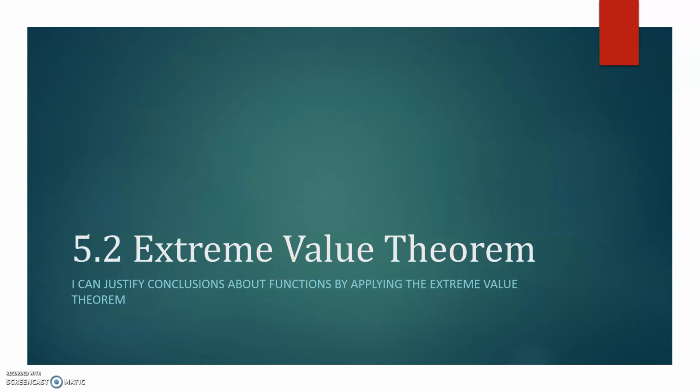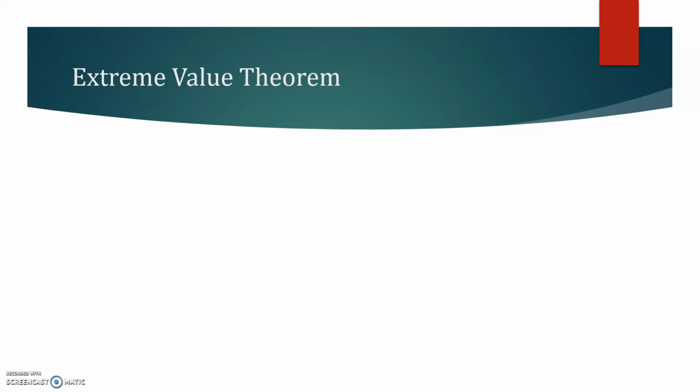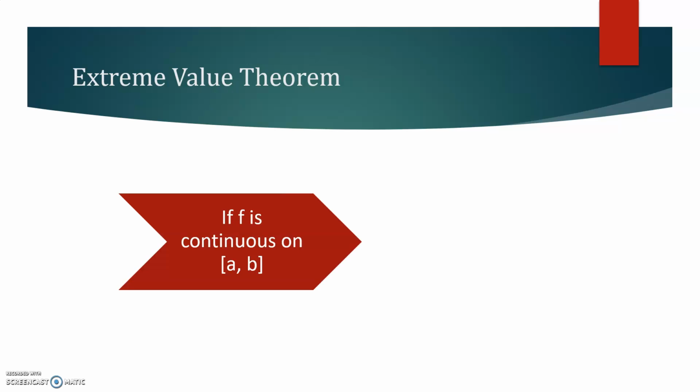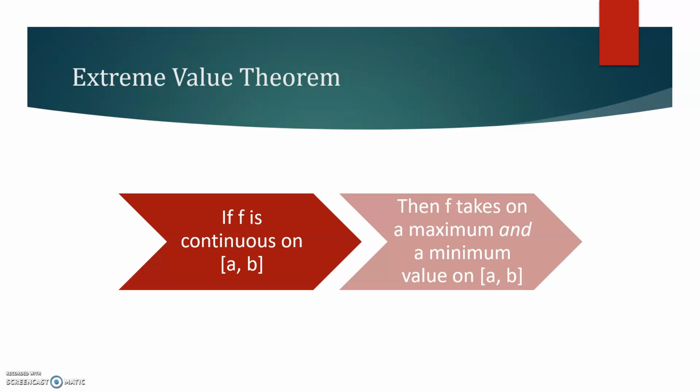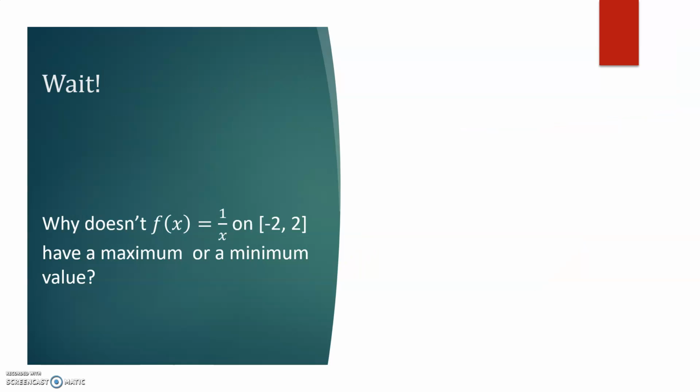Today is about the extreme value theorem, which is another existence theorem. It guarantees the existence of extreme values. So the extreme value theorem says if f is continuous on a closed interval, then it must take on both a maximum and a minimum value on that interval. Your maximum and minimum values are y coordinates. They're the largest y coordinate on that interval. So that's the extreme value theorem.